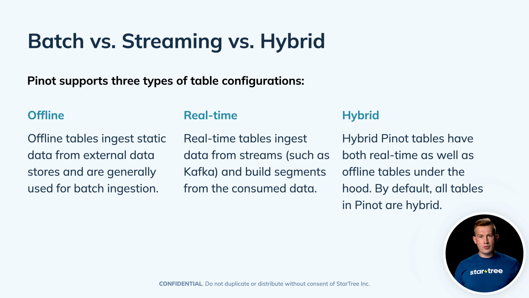Apache Pinot supports three types of table configuration: offline, real-time, and hybrid. Offline tables ingest static data from external sources, including files, file systems, and any historical batch-oriented data stores. Real-time tables ingest data from streams like Apache Kafka or Amazon Kinesis and build the segments by consuming data from the streaming source. And there are also hybrid tables that have both real-time and offline aspects. By default, all tables in Pinot are hybrid.